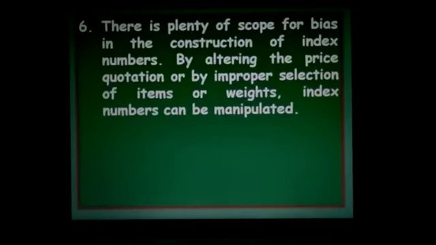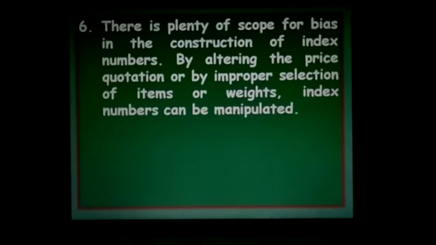Another demerit: there is plenty of scope for bias in the construction of index numbers. By altering the price quotation or by improper selection of items or weights, index numbers can be manipulated. It's an extension of the previous point which we considered as a demerit. It can be misused, we said. How can it be misused? Some examples have been given here.